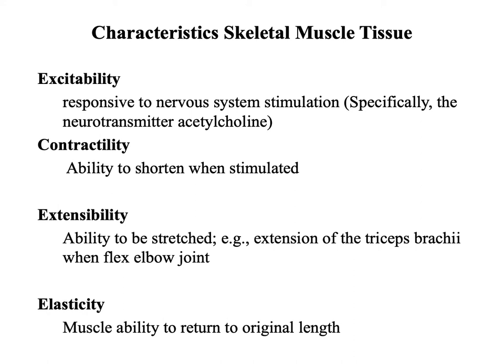So we're going to go through the characteristics of skeletal muscle tissue. There's going to be a few differences for smooth and for cardiac. We'll get to those at the end, but let's talk about these specific characteristics for skeletal muscle tissue. Okay, the nervous system stimulates skeletal muscle. So you're going to have a neuron come and touch a muscle cell and zap it. The neurotransmitter is always acetylcholine for the skeletal muscle system.